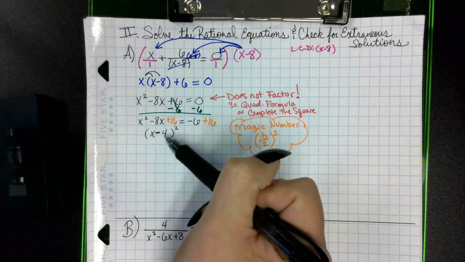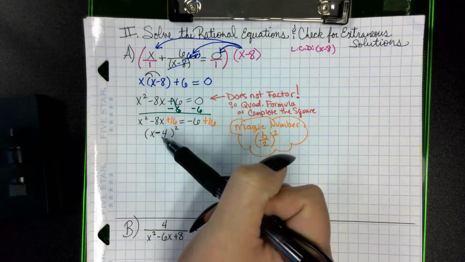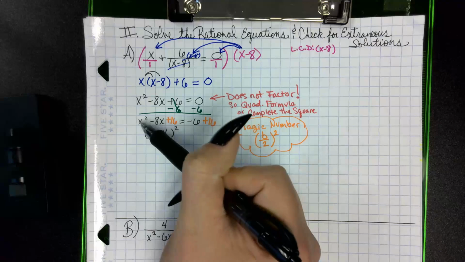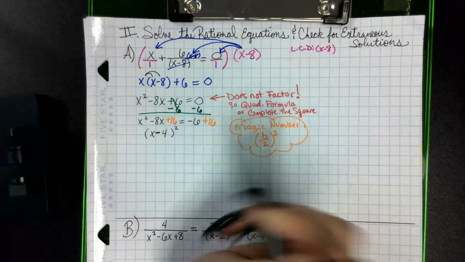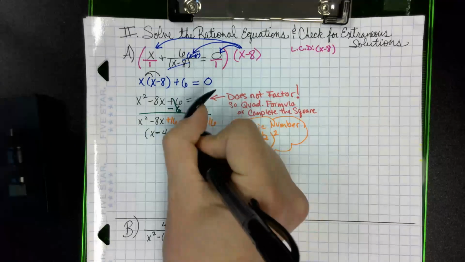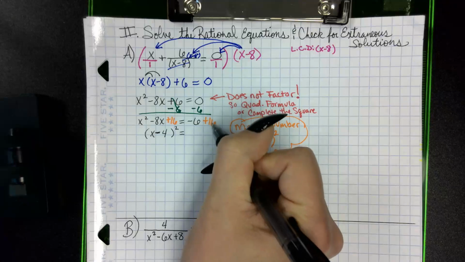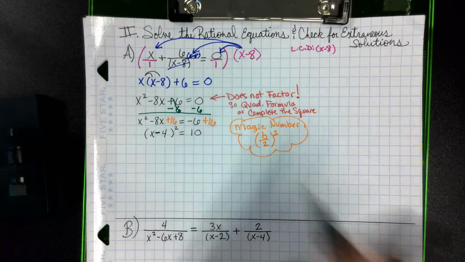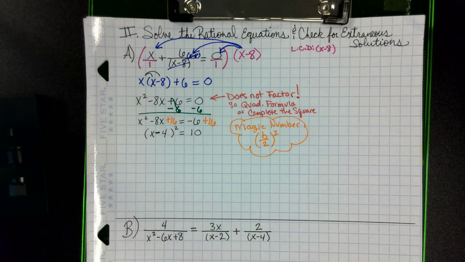negative 4 times negative 4 gives me positive 16. Negative 4 minus 4 gives me negative 8. So this would factor to x minus 4, and the whole thing squared, equals negative 6 plus 16. So it equals 10. And then we can continue and solve for x.